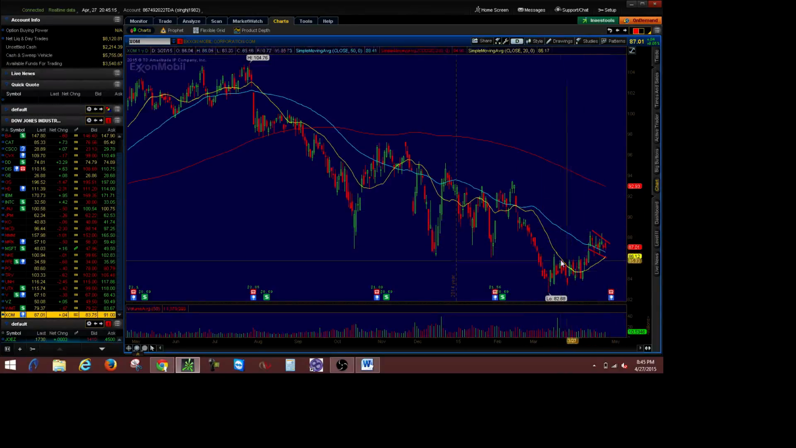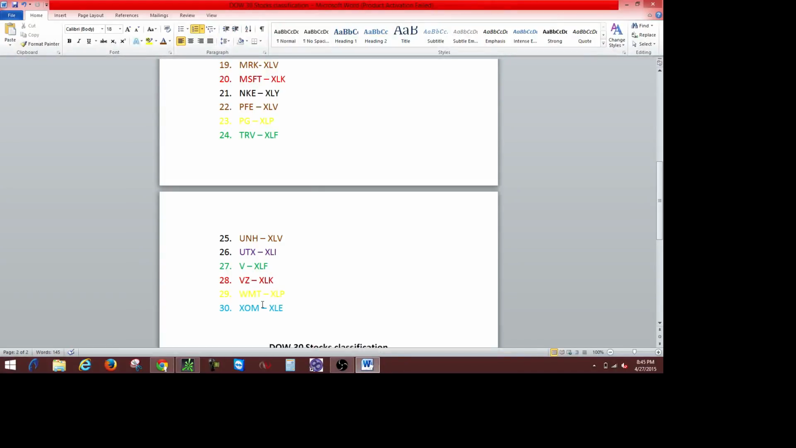But it looks like a nice little base breakout here, and it came up in here. Little resistance here though, a little trap resistance in here. Maybe that's what it's responding to. But what I like about it is it's basing right before the resistance, so it possibly could be a breakout to the upside. So that's all, your XOM is your XLE.